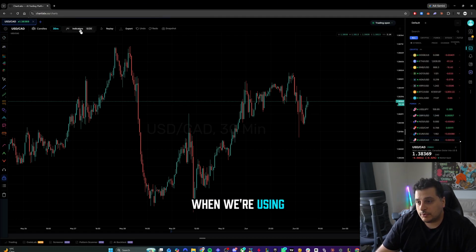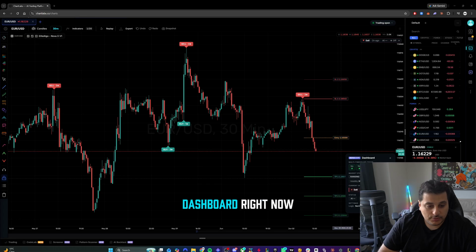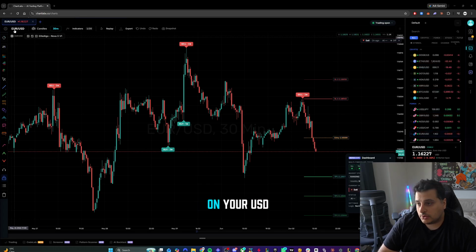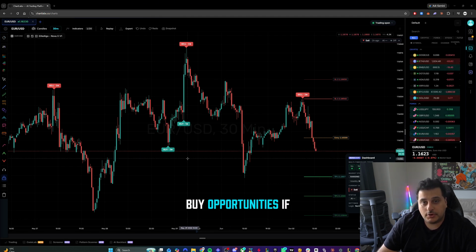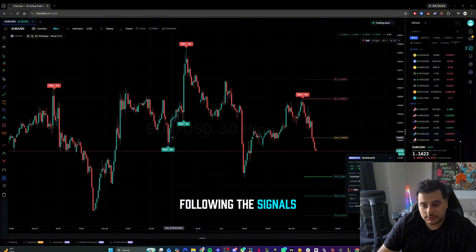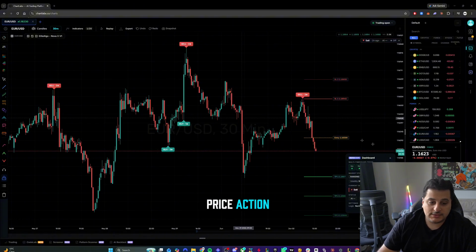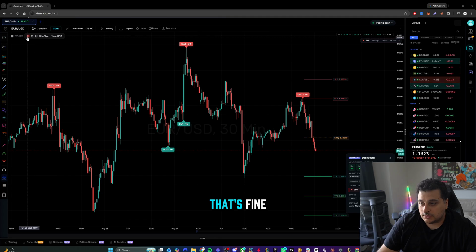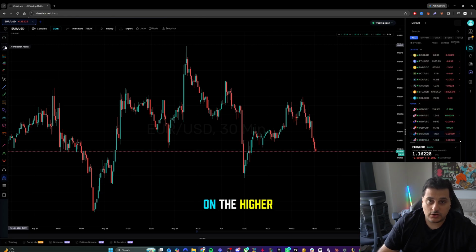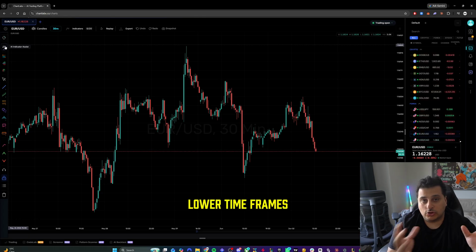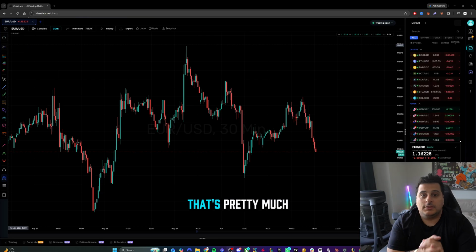This is why when we're using Elite Algo, look at the dashboard. Right now we see the dashboard is showing that it's mostly bullish on Euro USD. So we should probably only be looking for buy opportunities, if that makes sense, especially if you're following the signals. Now, if you're just doing pure price action and you're not using Elite Algo, that's fine. You can still find really, really good setups, right? But trying to match the trend on the higher time frames and on the lower time frames will help you tremendously. That's pretty much it for day three, guys.